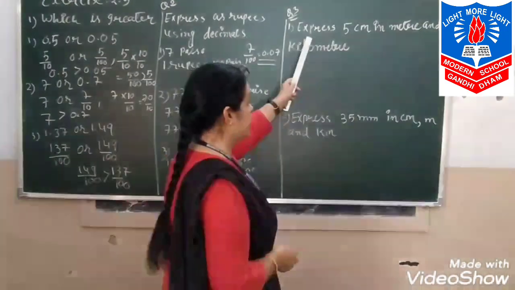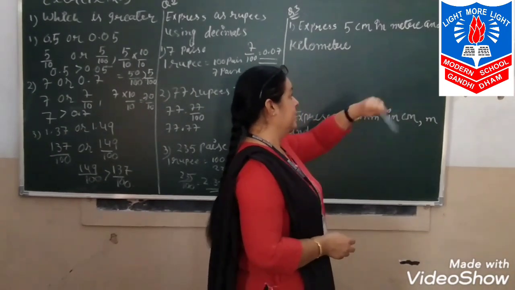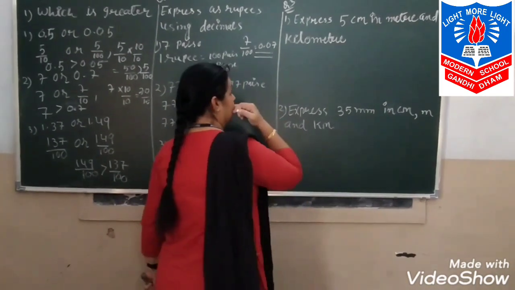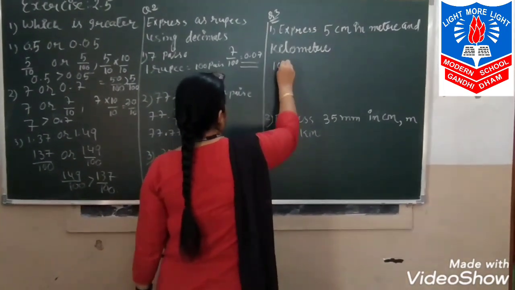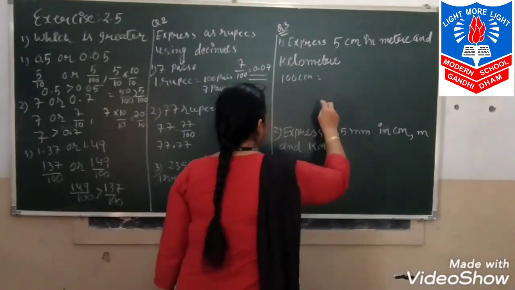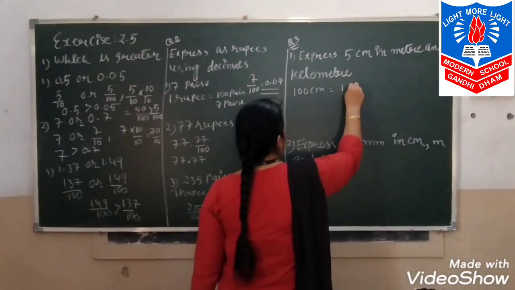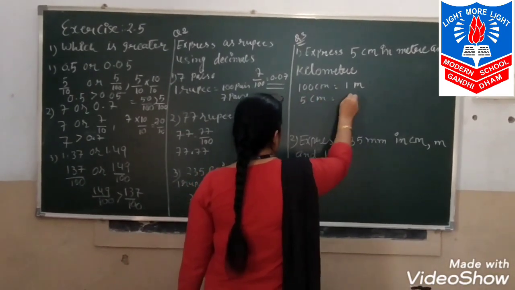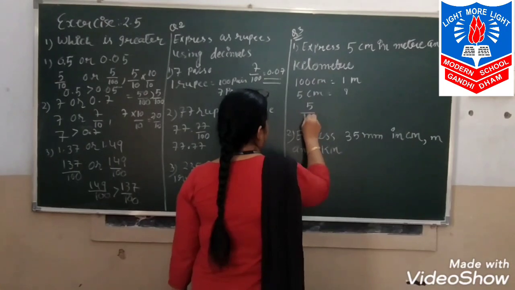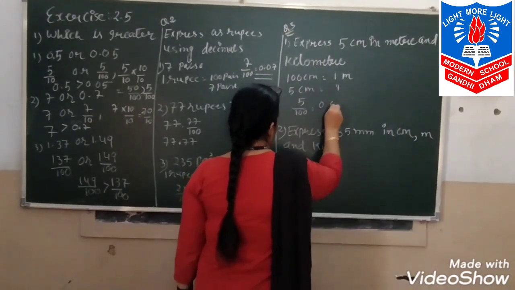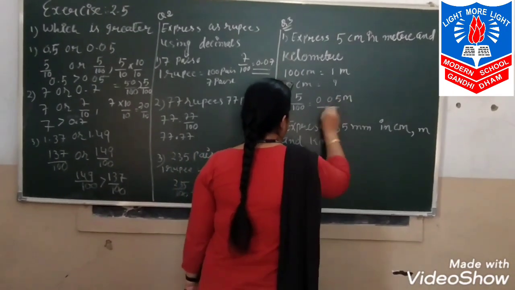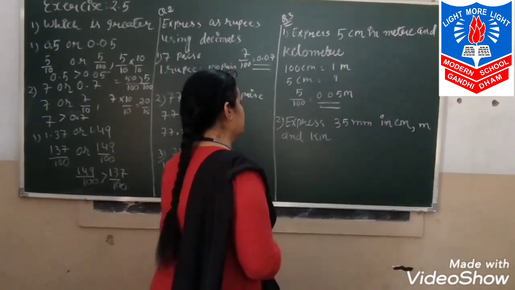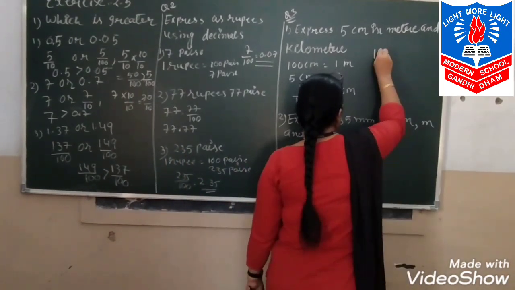Here express 5 centimeter in meter and kilometer. 100 centimeter is equal to 1 meter. So 5 centimeter is equal to how many meters? 5 divided by 100, 0.05 meter. Then kilometer.